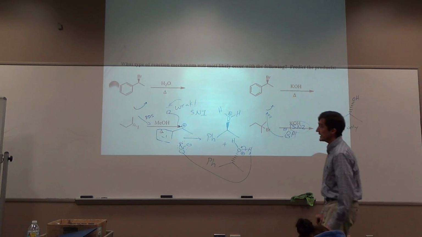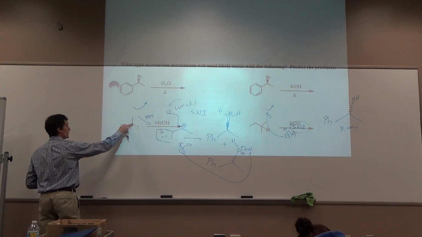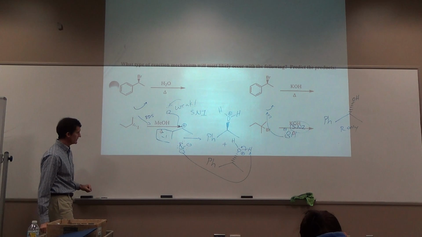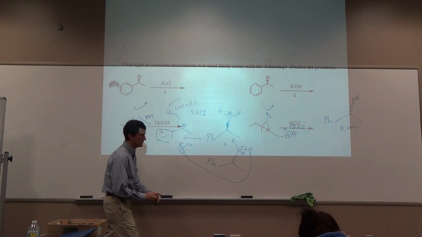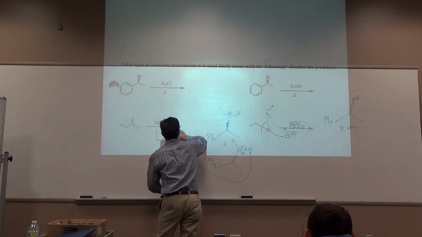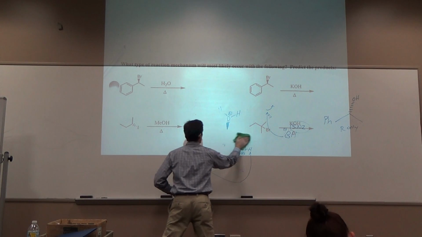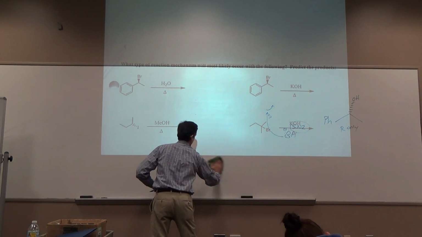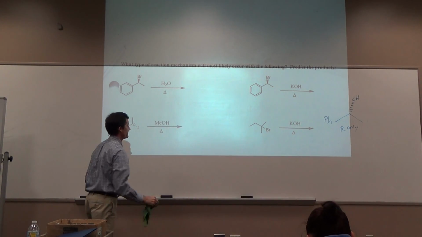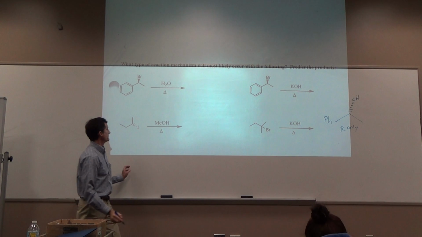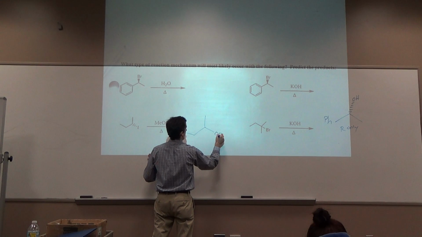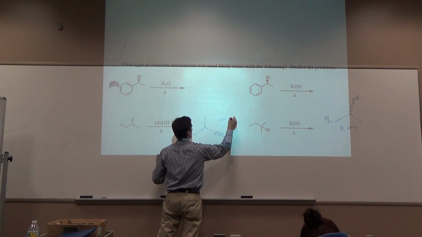How about over here? React this 2-iodobutane, with stereochemistry, with methanol and heat. SN1 or SN2? SN1, methanol's weak. Methanol's too lazy to do SN2. This is going to be boom, boom, boom. O and Me, and it's going to be racemic.